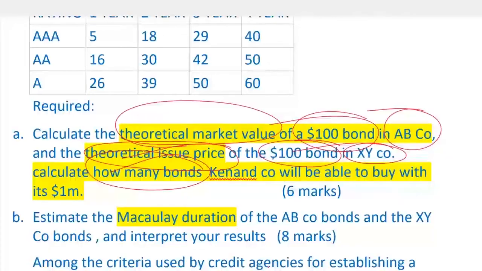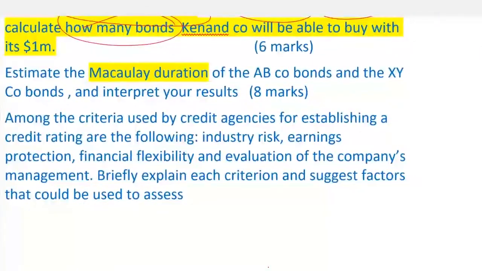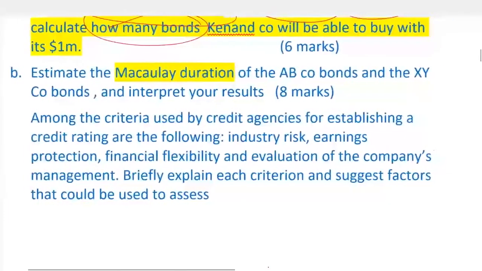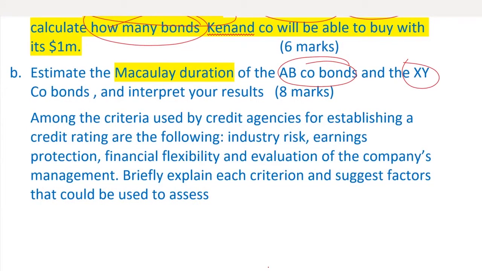So that's the A. Now, the B says estimate the Macaulay duration of both bonds, both the ABCO bond and the XYCO bond, and interpret your result for 8 marks. Now once you're solving a question and you see that the duration is given together with the market price, you will need to use a mass attack approach whereby you bring all the issues into your computation. Now, C part of the question says among the criteria used by credit rating agencies. This is a discussion aspect of the question.